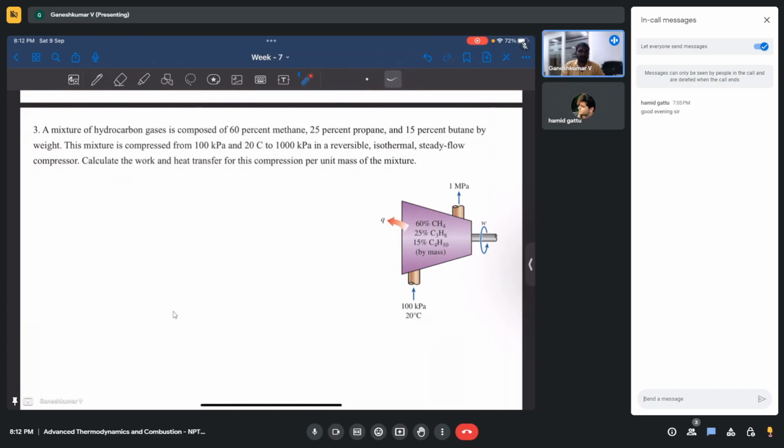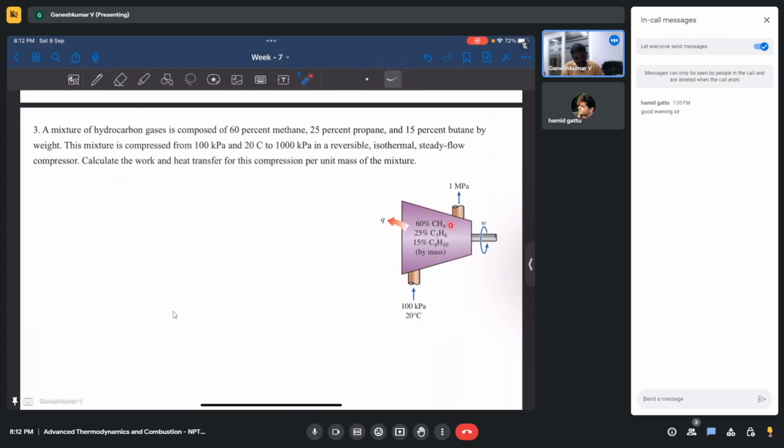So in a power plant, let's say a steam power plant. Let's not go with steam power plant. Let's say in a gas turbine power plant, we have a working fluid as air. In air we compress it, and then we mix the fuel and burn it. But the fuel we don't compress.